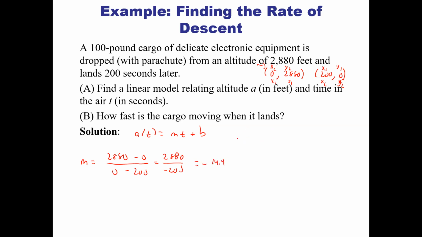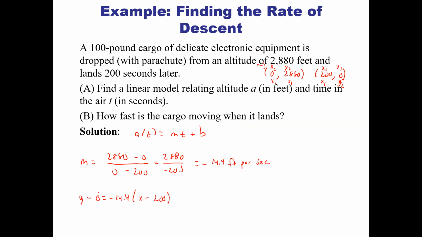And what are our units going to be? Well, it's going to be per second. So it's dropping 14.4 feet per second, basically. Okay. So now we need to get the model here. So the equation, let's do y minus y1, in this case 0, just because that makes it easy, is equal to the slope, which is a negative 14.4, times x minus x1, which was our 200.